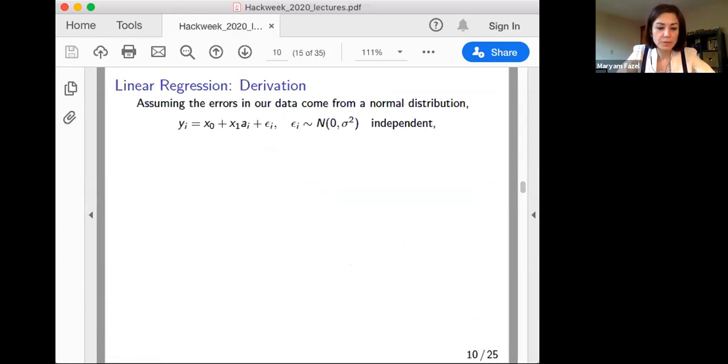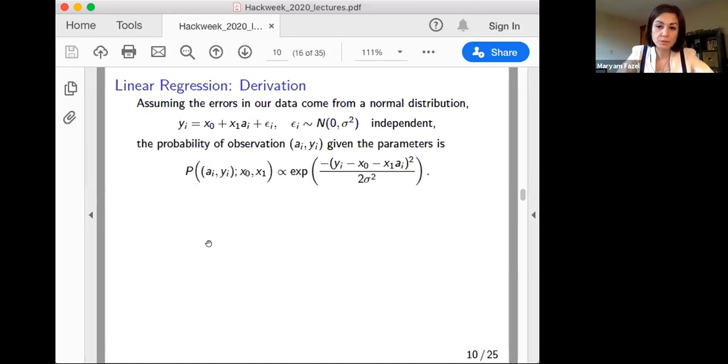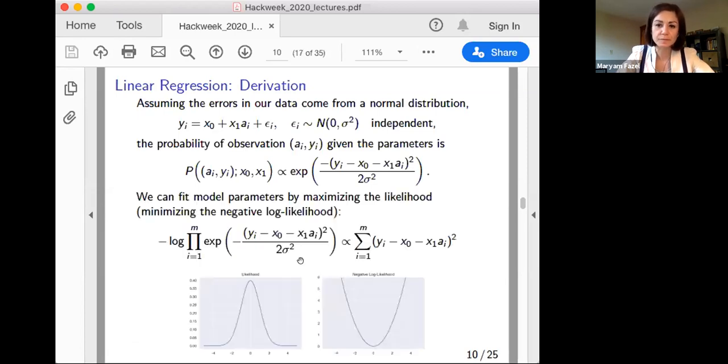So let's look at a simple case of linear regression, assuming the errors that occur at each data point, that is the epsilon i, are independent and come from a normal distribution. We can write each of these epsilon i errors as yi minus x0 minus x1 ai. Then, because we assume these epsilon i are independent and normally distributed, we can just plug in the equation for normal density, that is our familiar bell curve, to get the probability for the ith data point. So that would look like this.